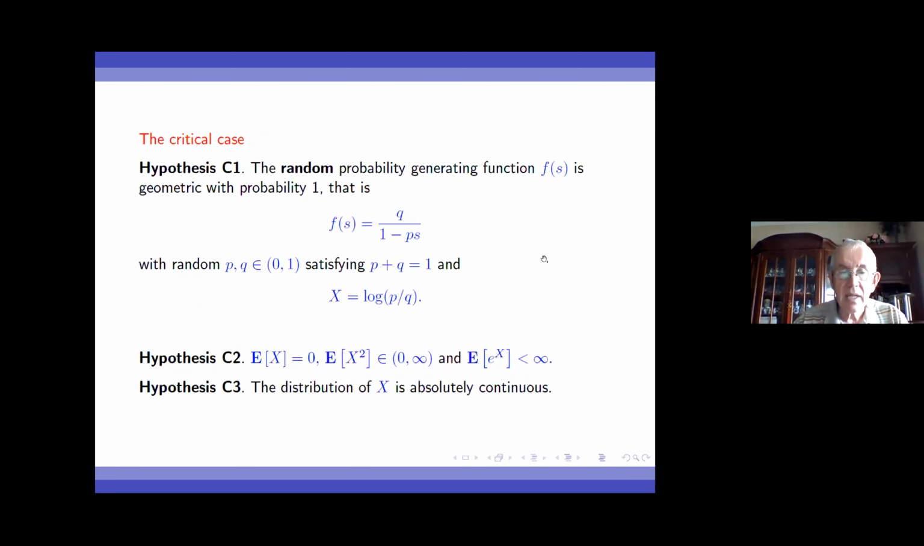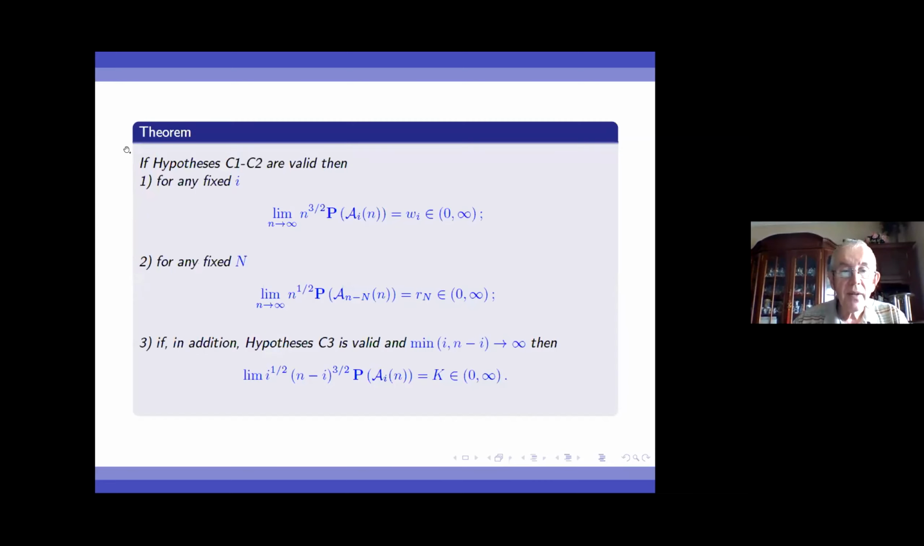So now the results. Again, this is the hypothesis that the random probability generating function is geometric with probability 1. This is because it again allows us to calculate everything explicitly. This is the critical case, and the distribution is absolutely continuous. And then there are 3 types of behavior.